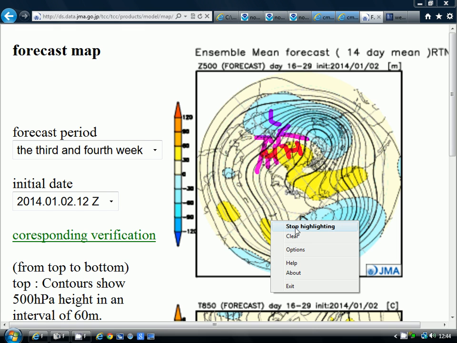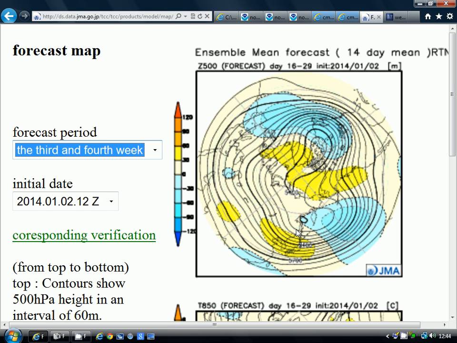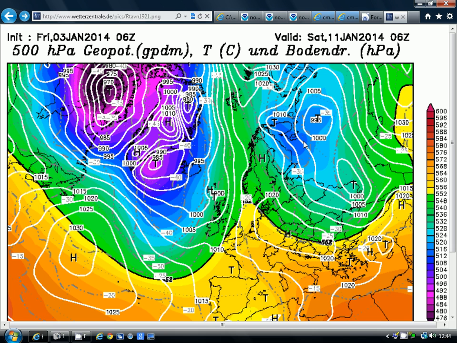So the CFS doesn't show much wintry at all going on. The Korean model shows it actually turning milder and drier through the latter stages of January. But the JMA and the Beijing Climate Centre are hinting that things could turn colder and more wintry as we progress through the month, particularly getting towards the end of the month. And that's what the generic charts are hinting at.